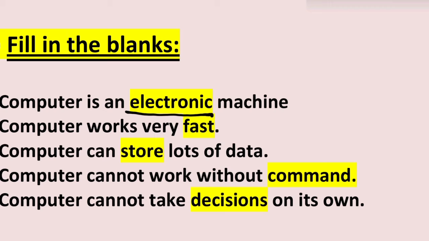E-L-E-C-T-R-O-N-I-C. Electronic. Computer is an electronic machine. Number two. Computer works very fast. If you give a calculation to the computer, 32 plus 42 plus 58, the computer will do that very fast.